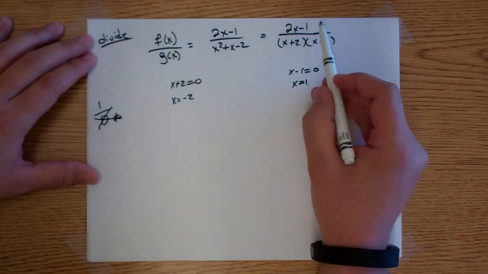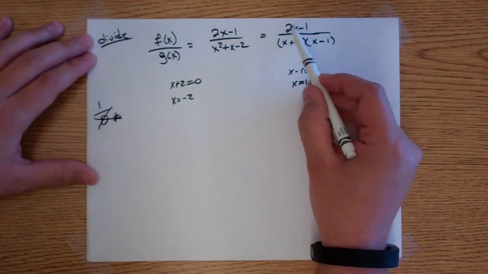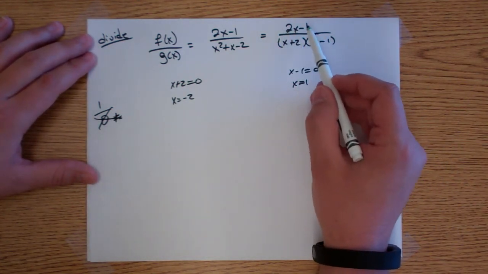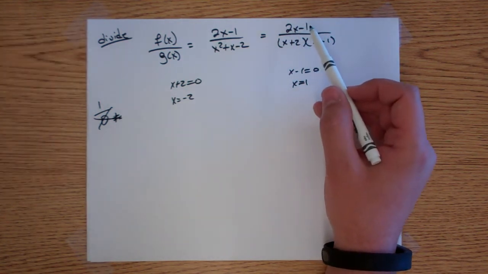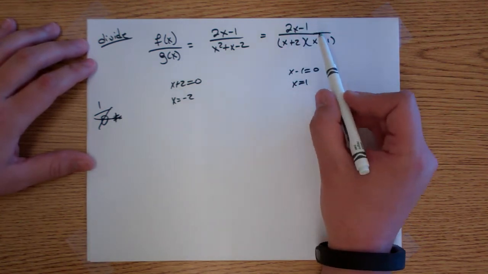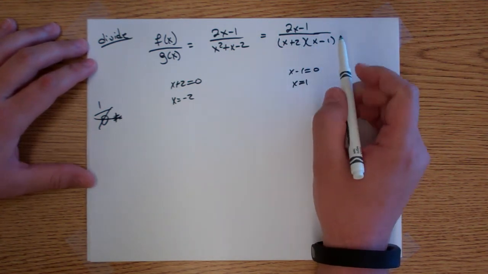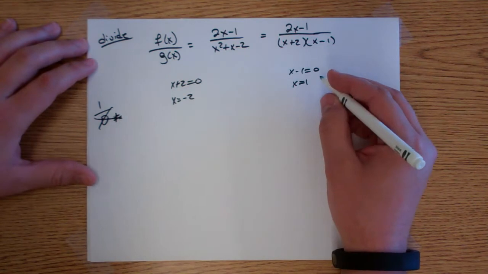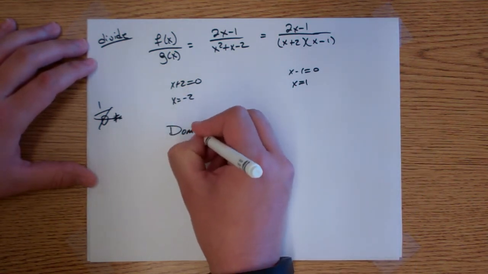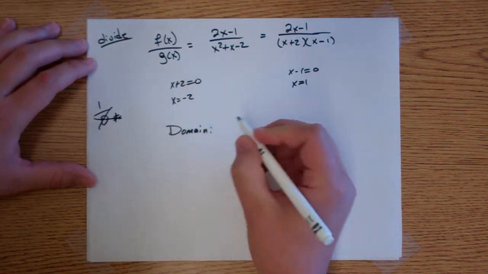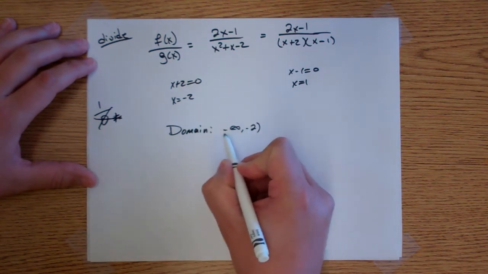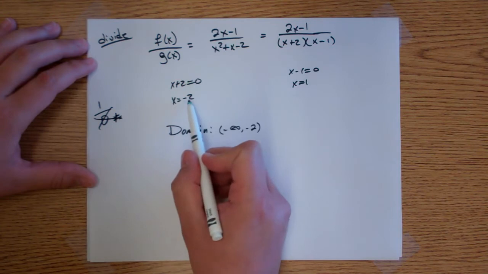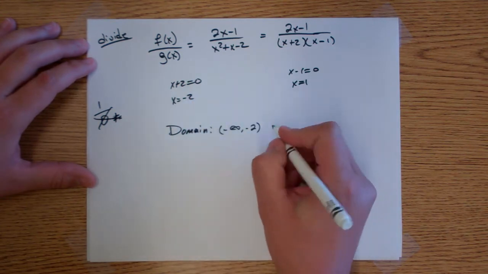So now, our numerator, we don't have a square root there, so we don't have any restrictions there. Because if we had restrictions there as well, we'd have to take those restrictions into account also. But since we only have a restriction in the bottom, our domain is going to go from negative infinity to negative 2, because x can't equal negative 2.